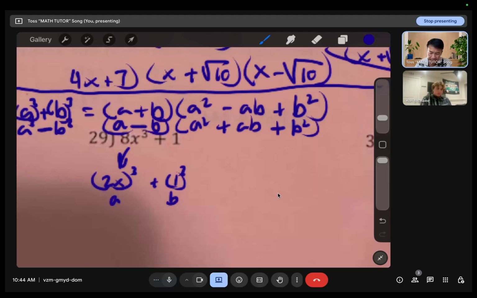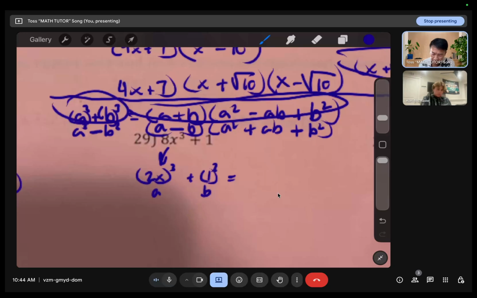So if you continue, I'm about to write this part right here. This is rewritten to be this right here.